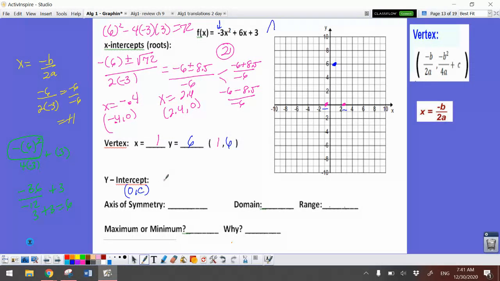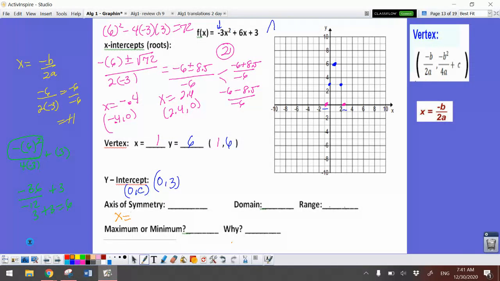Okay, so at this point, the rest of the work is really easy. The intercept is 0, c. So my y-intercept is going to be 0, 3. So I can put that point right here. And I know if there's a point there, I can find its matching point here.